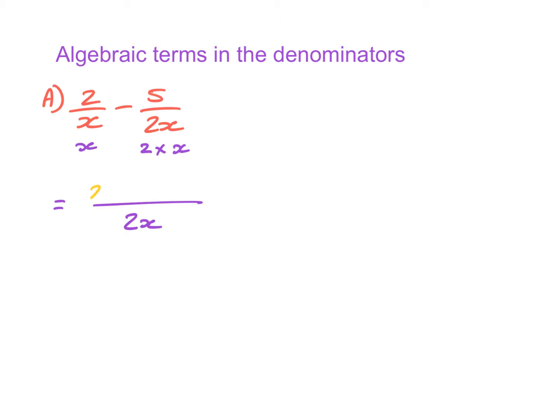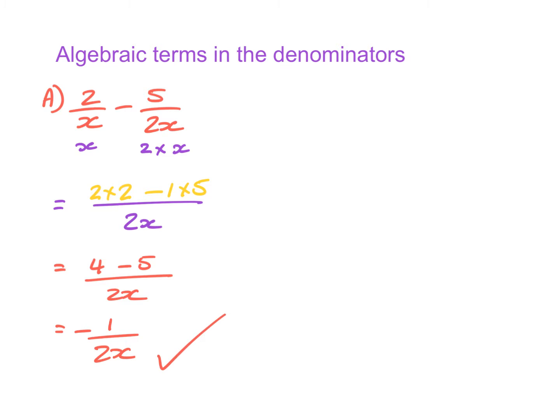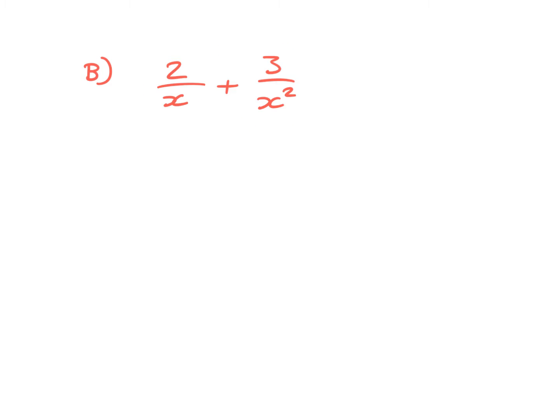So on the outside we have 2 multiplied by 2. Subtract, 2x goes into 2x once, therefore it is 1 times 5. So we can say 2 times 2 is 4 minus 1 times 5 is 5, all over 2x. So 4 take away 5 is negative 1 all over 2x, and that'll be our answer. Alright, well, give this one a go. Look at these denominators and see if you can work out what is going to be the common denominator. Put the video on pause and come back when you're ready.